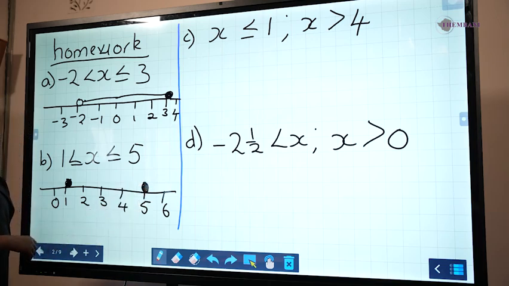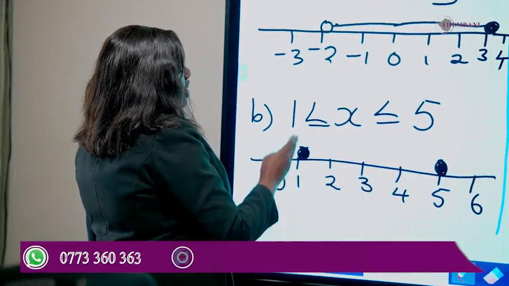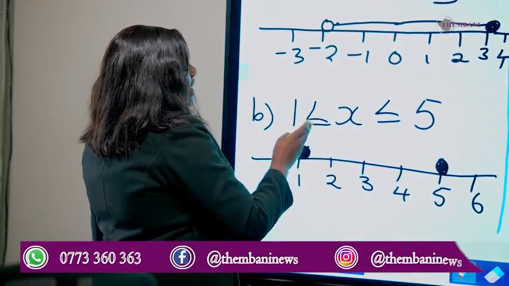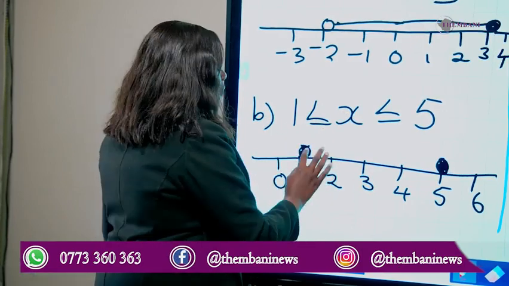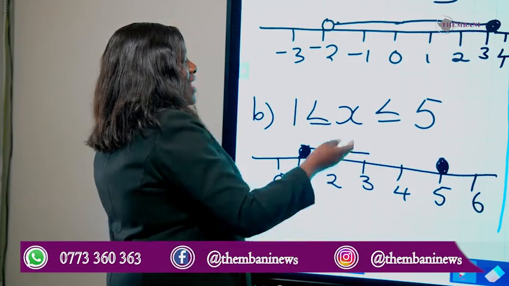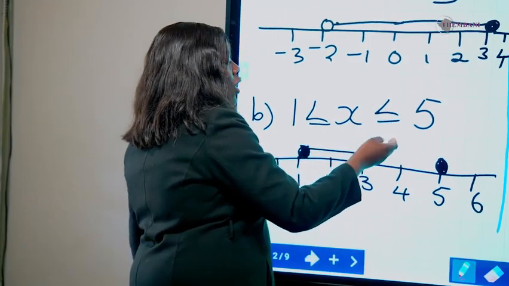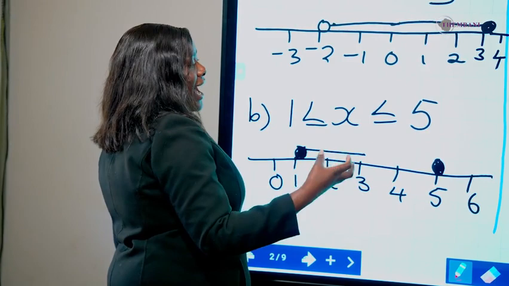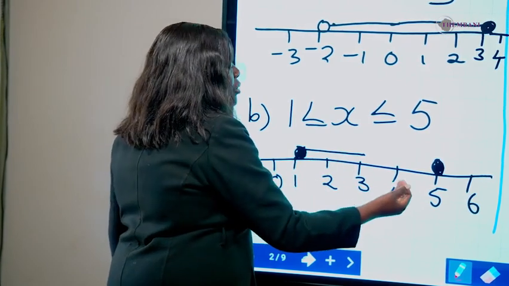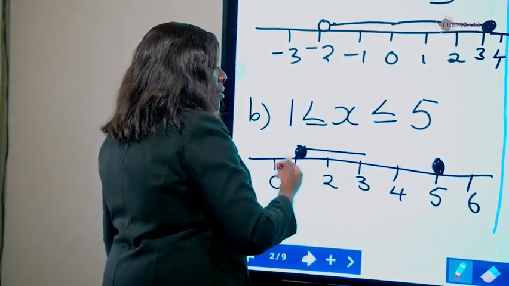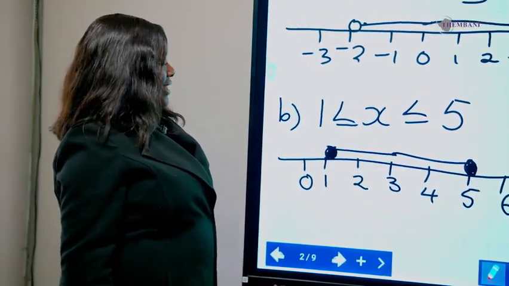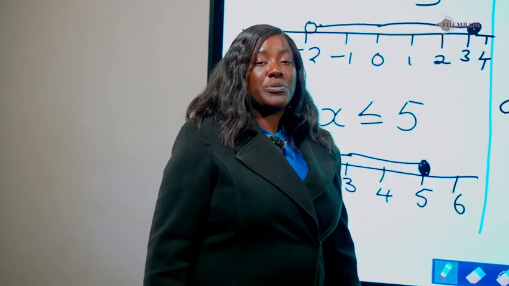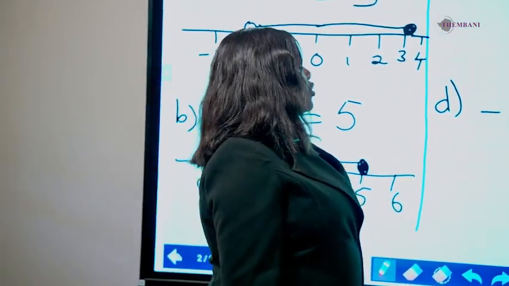After shading both the numbers, I'm now going to put my arrows. I'm reading the inequality. 1 is less than x. So the values of x are greater than 1, which means they are moving in this direction. And then x is less than or equal to 5. So I need values which are less than 5. Values which are less than 5 are 4, 3, 2, moving in this direction. So my inequality is like that. Please try to be neat and use a ruler when you are doing this.